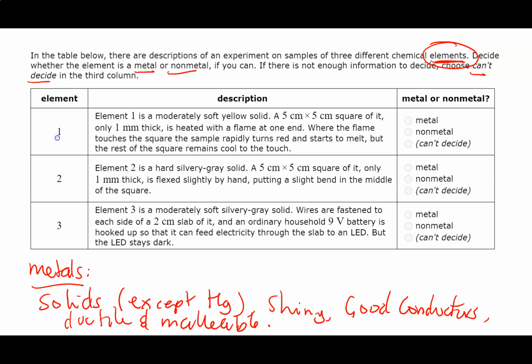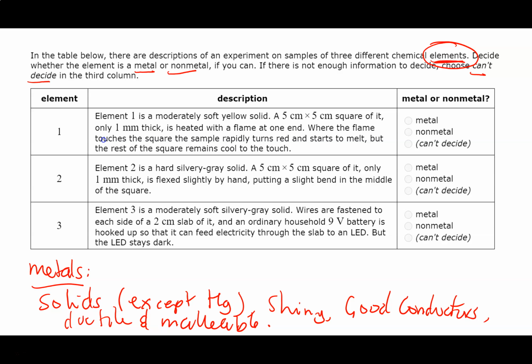So let's look at element number 1. Element 1 is a moderately soft yellow solid. It's not shiny, right? That's what we get from that. A 5 centimeter by 5 centimeter square of it is only 1 millimeter thick. So it's a really thin piece of this element, heated with a flame at one end. So what are they trying to do? They're trying to see whether it's a good conductor, right?